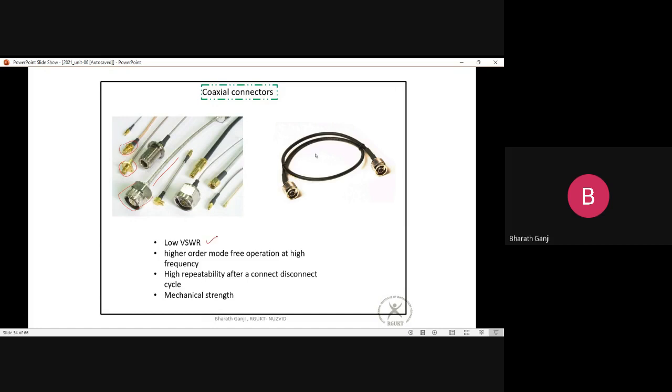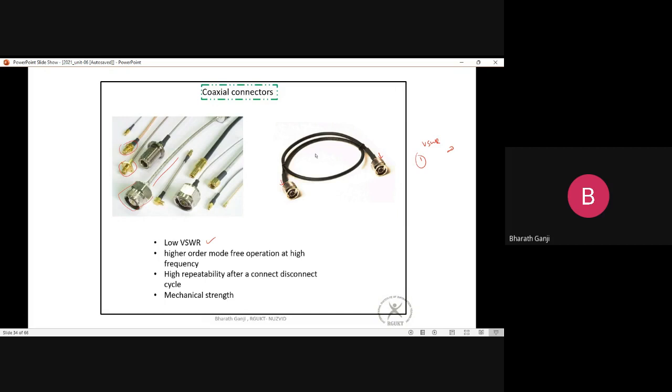These are the properties we are looking for in a connector: a low VSWR. That means where you are using a connector, the reflections from here should be minimized. You know that the VSWR on a line changes from 1 to infinity, so a minimum VSWR implies very minimum reflections. So that is what you want, right? Whenever you join two connecting cables or join a connecting wire, you usually want to minimize the reflections.